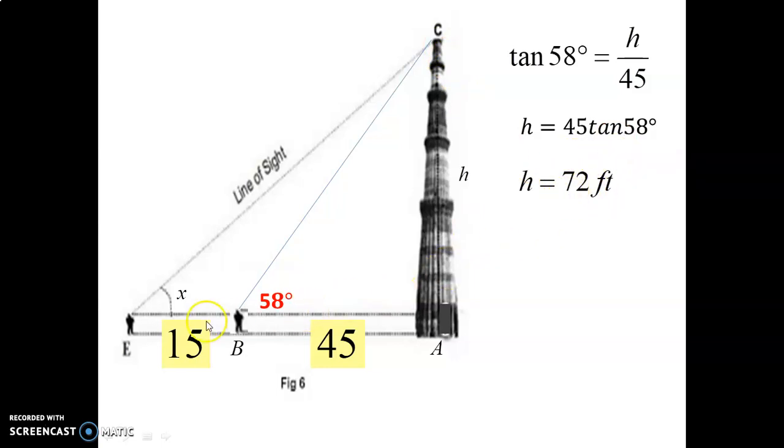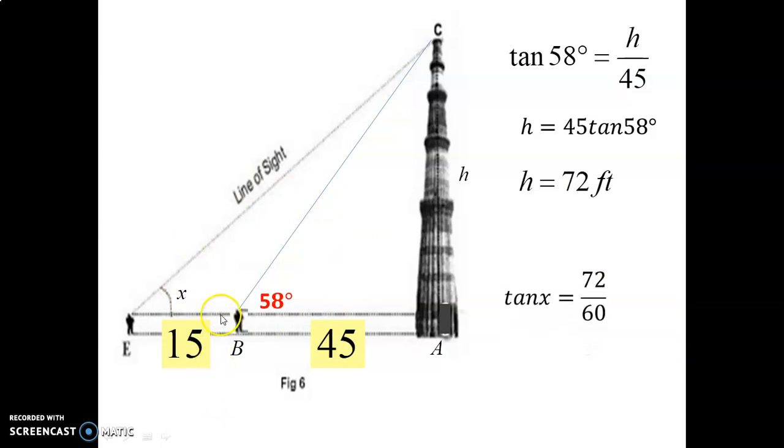Now, the second question said, you look up at the top of the tower, and you had an injury, and if you bend your head more than 50 degrees, you will scream in pain. So let's see if this angle is 50 degrees. Can you set up a trig ratio to solve that angle?